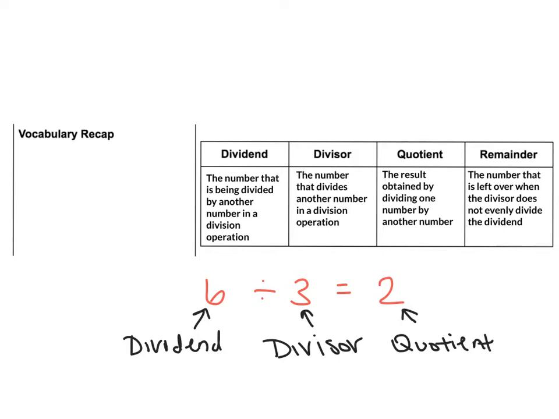The remainder is anything that's left over if the number doesn't evenly divide another number. So for instance, let's say we had 7 brownies, then 7 brownies divided among 3 people would give each person 2 brownies, and then we'd have 1 left over. 1 would be your remainder.